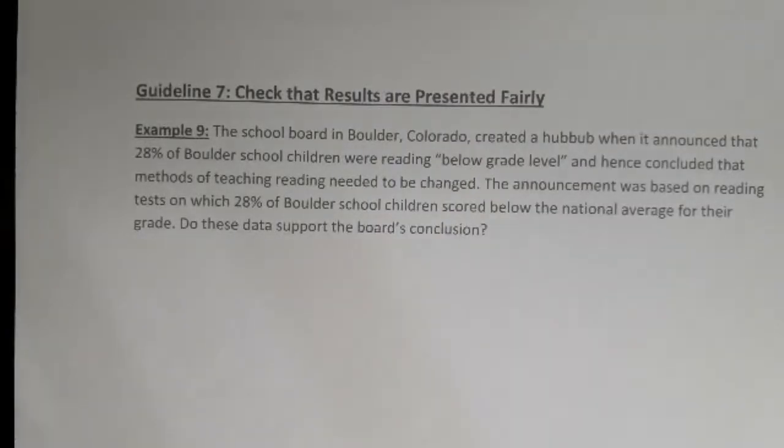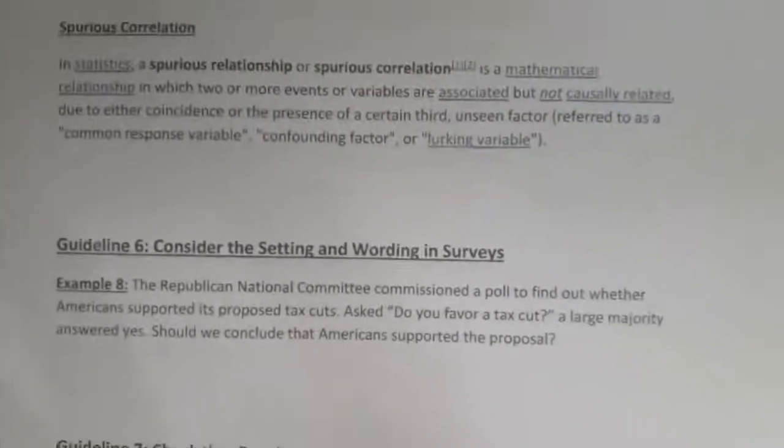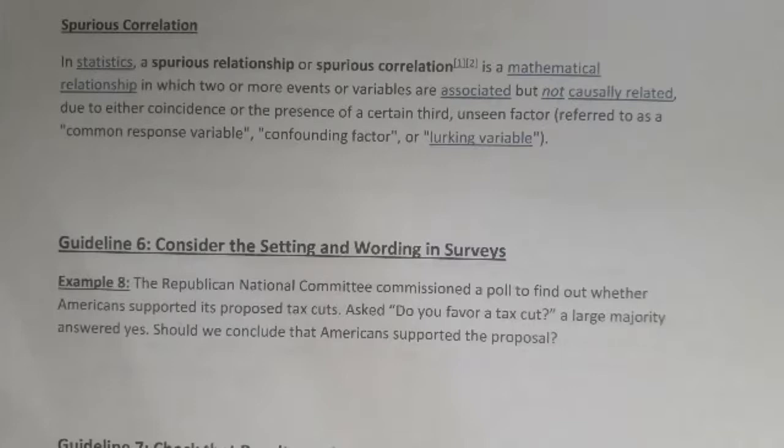And they give a little bit about what that means, right? Cause. So with that said, there are things that correlate where we don't know whether there is a causal relationship, or maybe there is no causal relationship. Maybe it's caused by a confounding factor. So in statistics, and this is straight out of Wikipedia, I just copied and pasted it, a spurious correlation or spurious relationship is a mathematical relationship in which two or more events or variables are associated but not causally related, due to either coincidence, it could be completely coincidence.